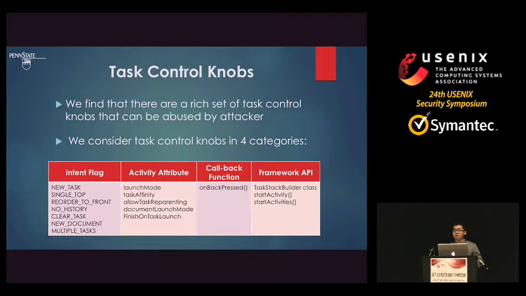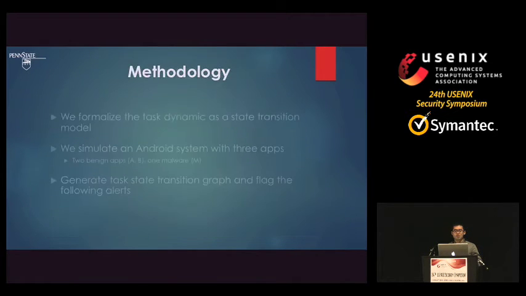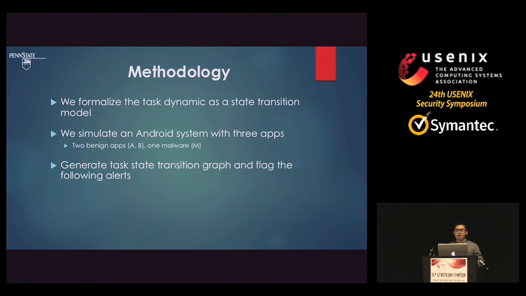In the callback function, there's an interesting callback called onBackPressed, which can override the back button clicking behavior. And also the framework API provides utility classes and functions to start a predefined set of activities in a new task. So with all these complicated task control knobs, we want to understand the possibility of all task hijacking cases.